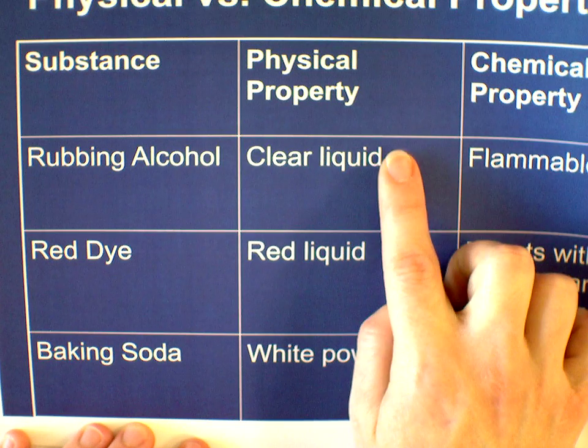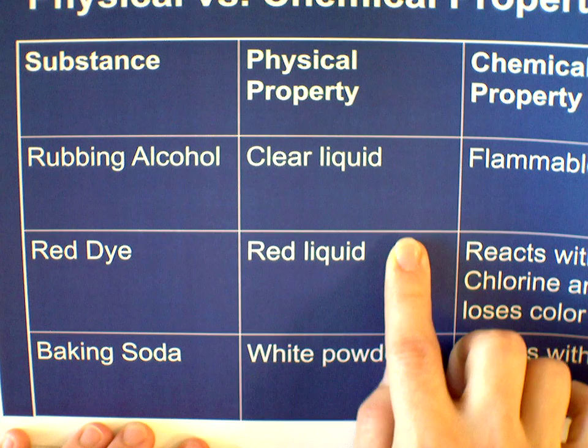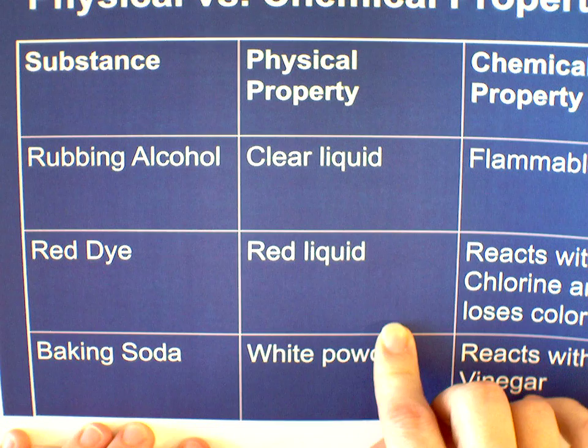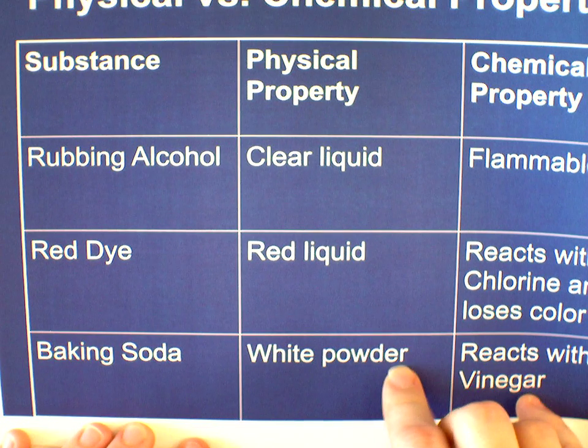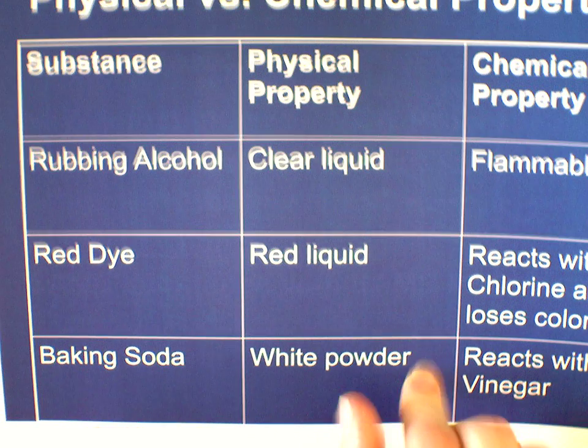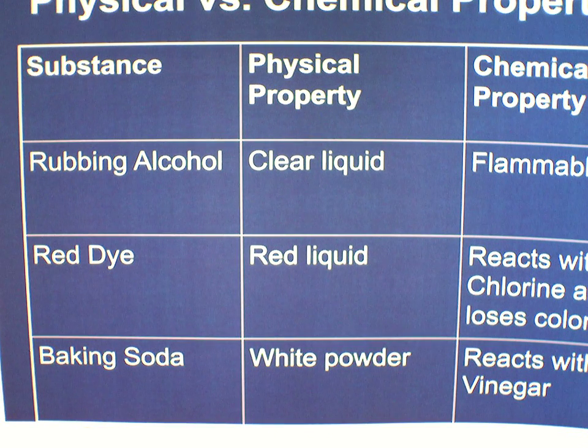Physical properties. Rubbing alcohol is a clear liquid. Red dye is a red liquid. Baking soda is a white powder. Those are physical properties. You could do other physical properties like measuring the melting point or the boiling point. You could measure the density of rubbing alcohol or the red dye or the baking soda. Those are all physical properties that can be measured without changing the identity of the substance.